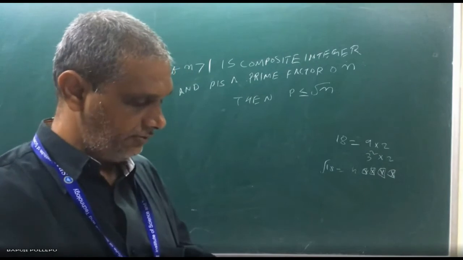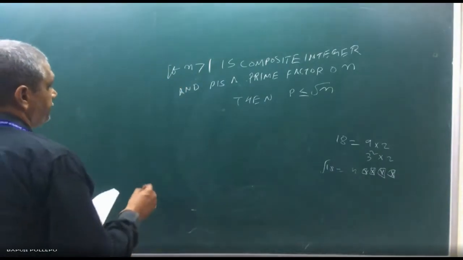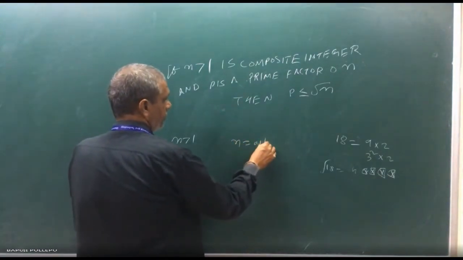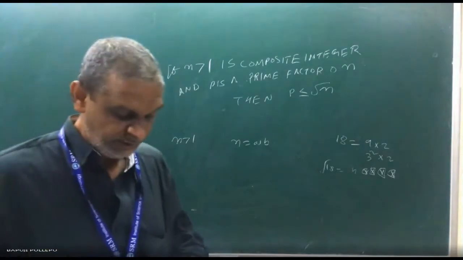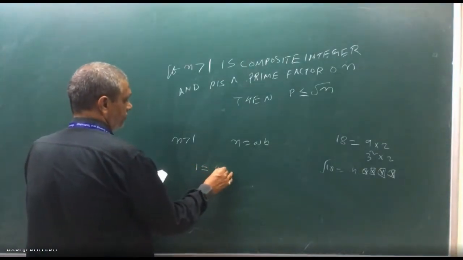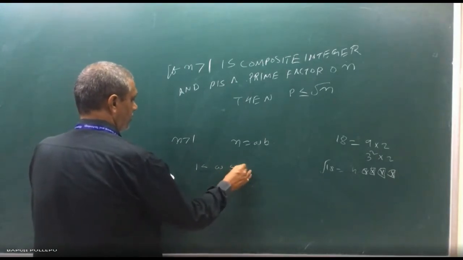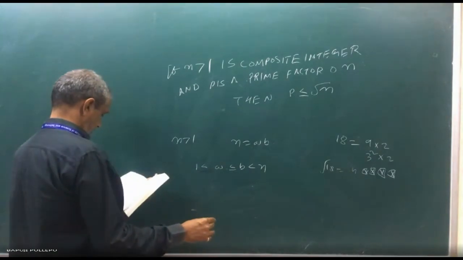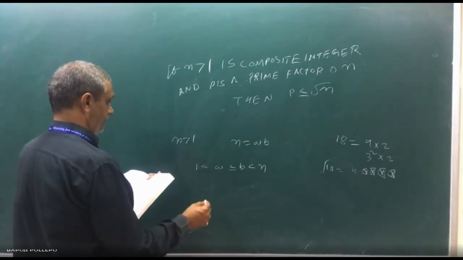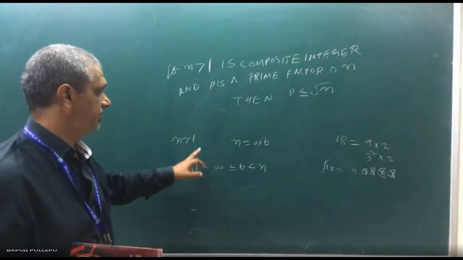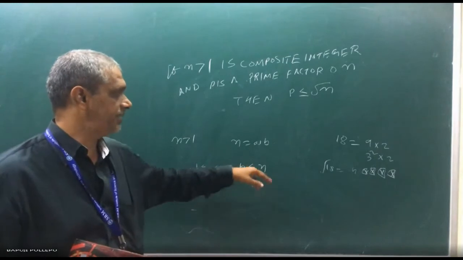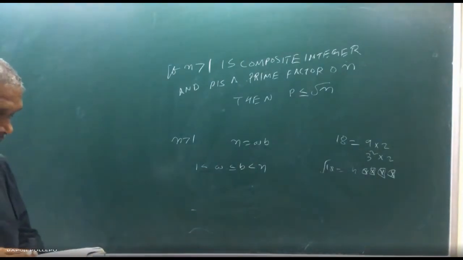Now I want to prove it mathematically. Since n is greater than 1 and it's a composite integer, n can be expressed as n equals AB, where 1 is less than B, less than or equal to A. Maybe these two are also equal, like 9 is 3 into 3, so A and B are equal, or maybe B is less than A. Obviously A is greater than 1.